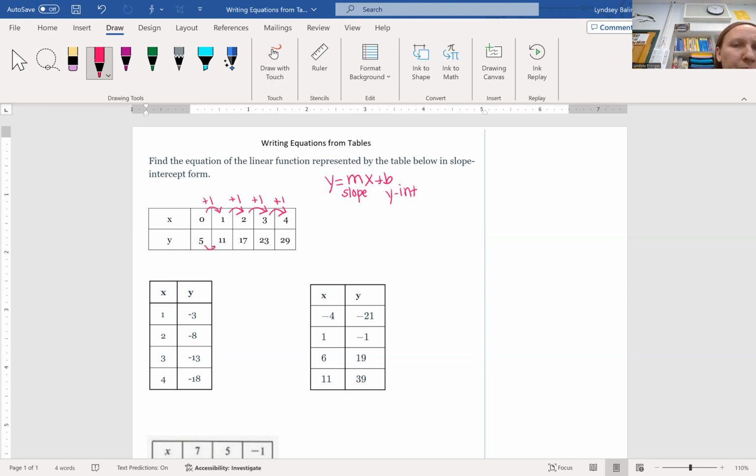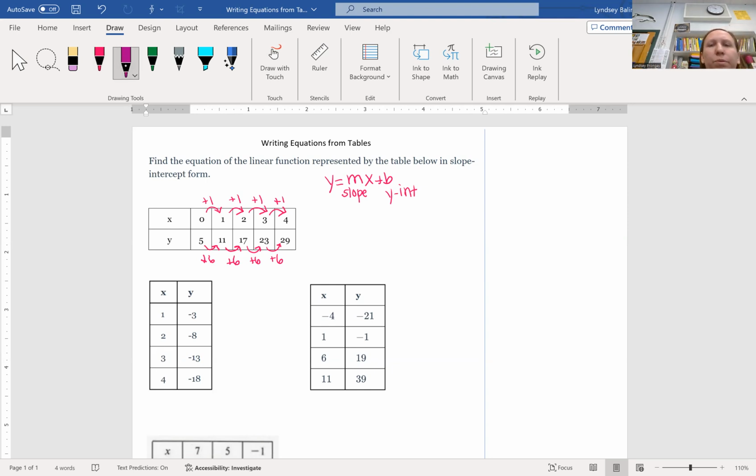My y's, 5 plus 6 would be 11. 11 plus 6 is 17. 17 plus 6 is 23. And 23 plus 6 is 29. So I can see my pattern. My x's are going up by 1s. My y's are going up by 6s.